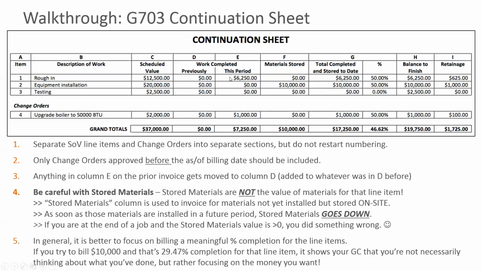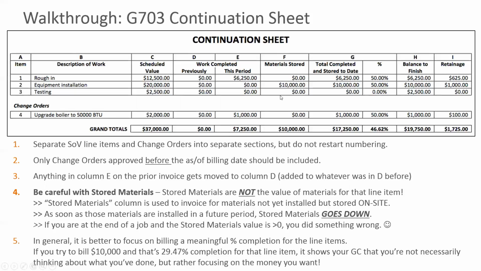So you can imagine that the way this document works is that columns move over time. So for example, work completed in this period will then shift back into work completed previously in the next AIA rec. So as I said in bullet 3 here, anything in column E gets moved to column D and added to whatever was in column D in the next invoice. So here's actually the first little pitfall we have.